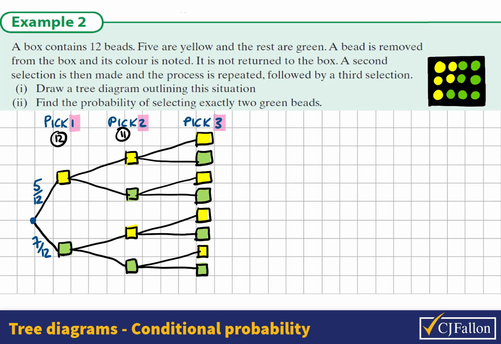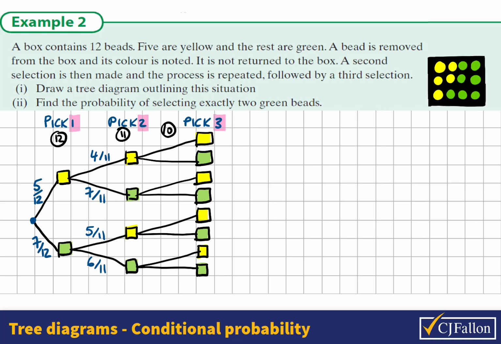So the probability of getting yellow this time, given that we've chosen one of the yellows already, there's only 4 left, so it's 4 out of 11. The probability of getting green, if we picked yellow before, well, all the greens are still there, it's 7 out of 11. Of getting yellow, if we had green, well, all the yellows are there, so it's 5 out of 11. And green, having picked green, would be 6 out of 11 because one of the greens is gone.